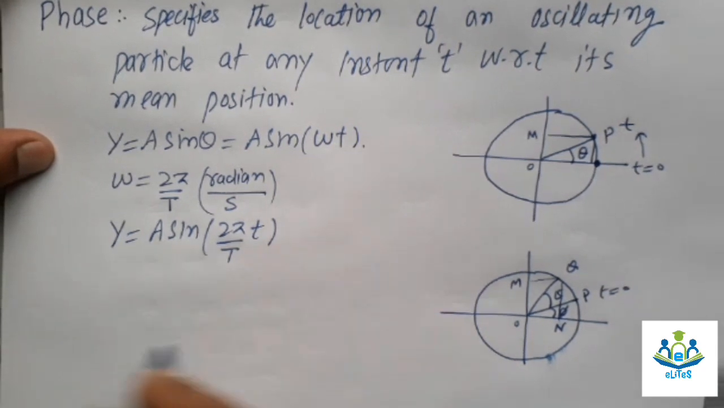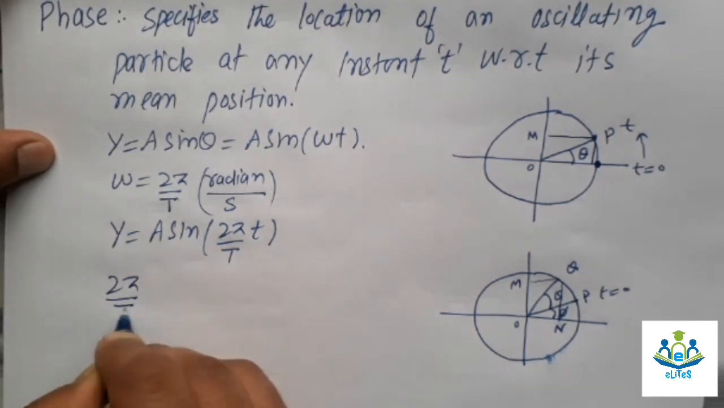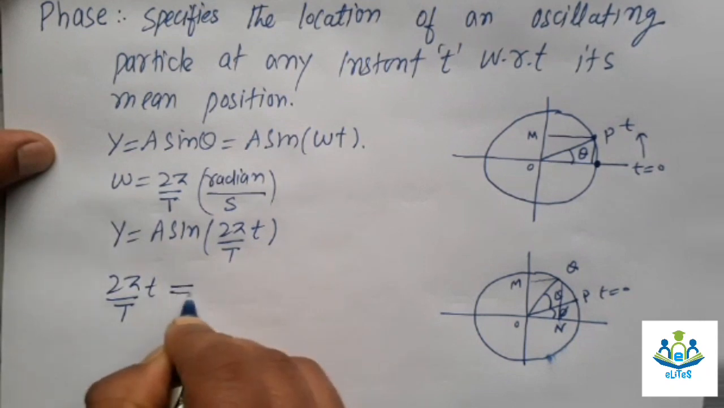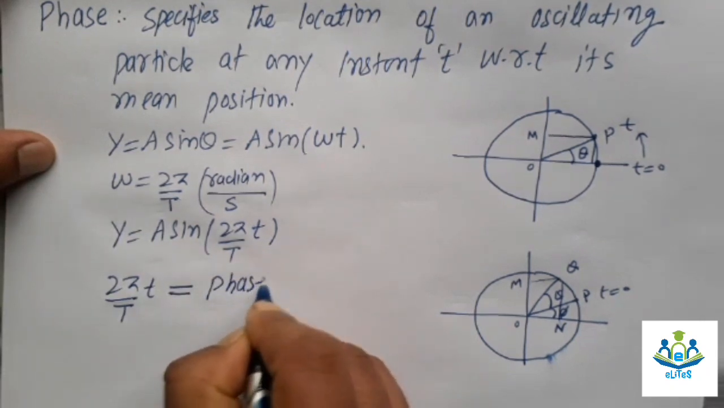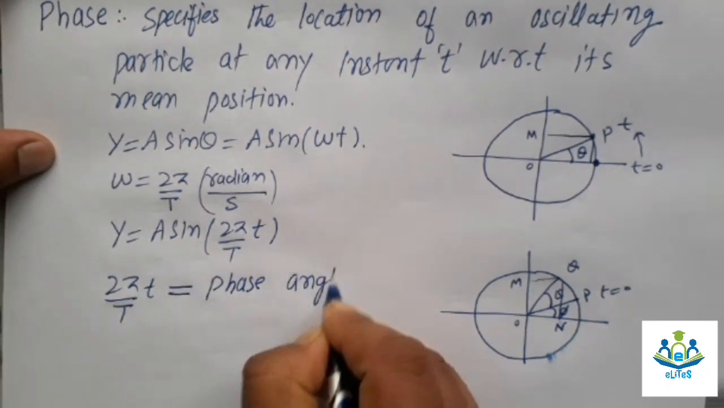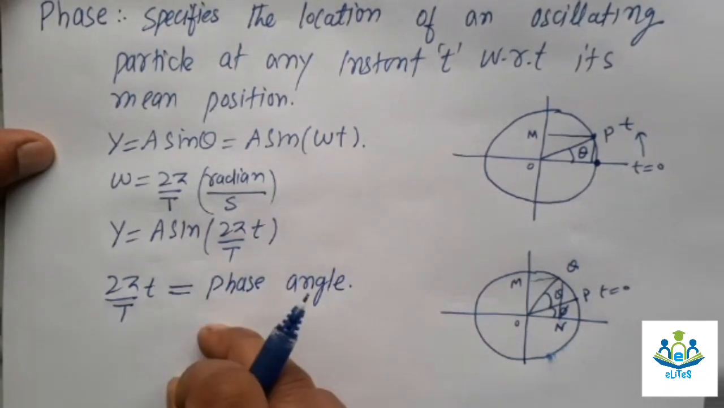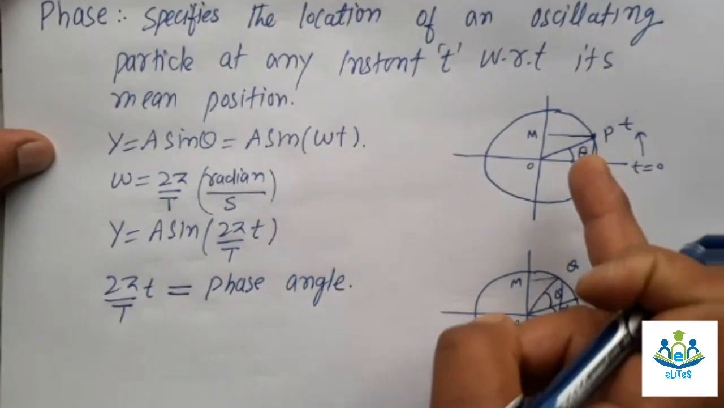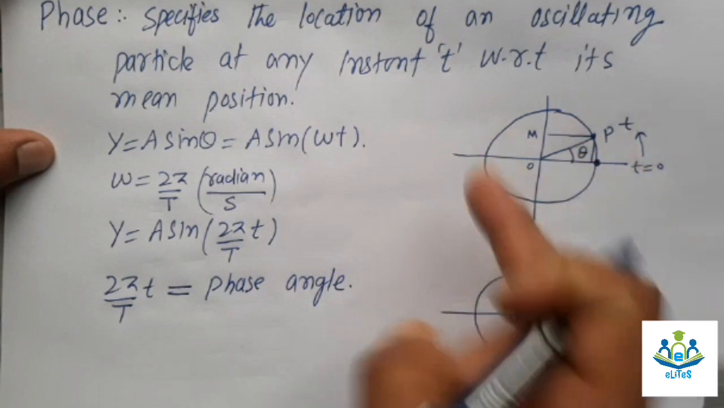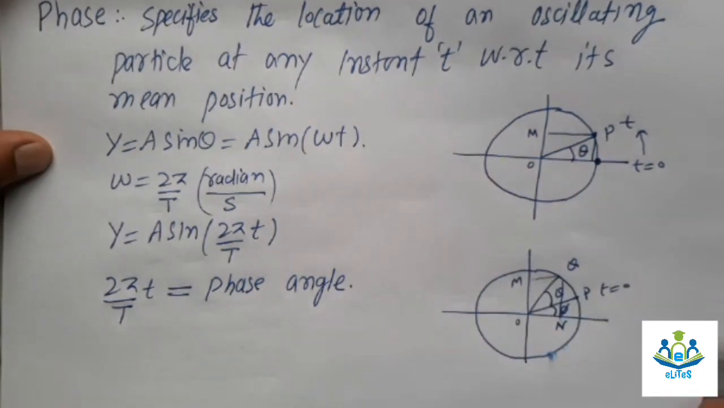And this term 2 pi t by T is known as the phase angle, or simply the phase. This angle gives me the position of the particle when it is moving in a circular path.